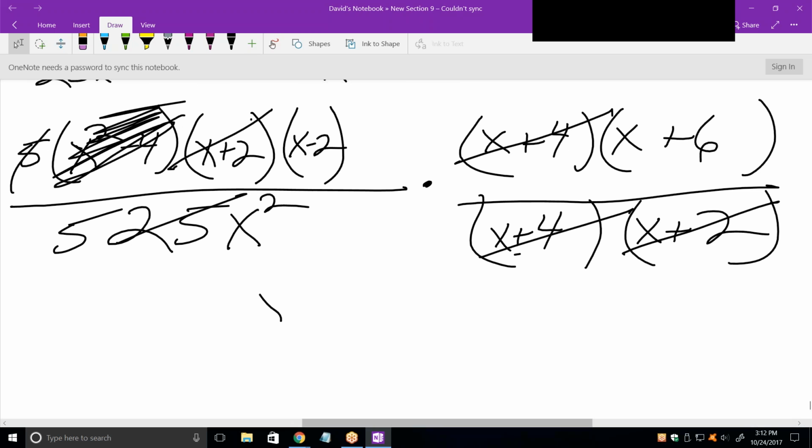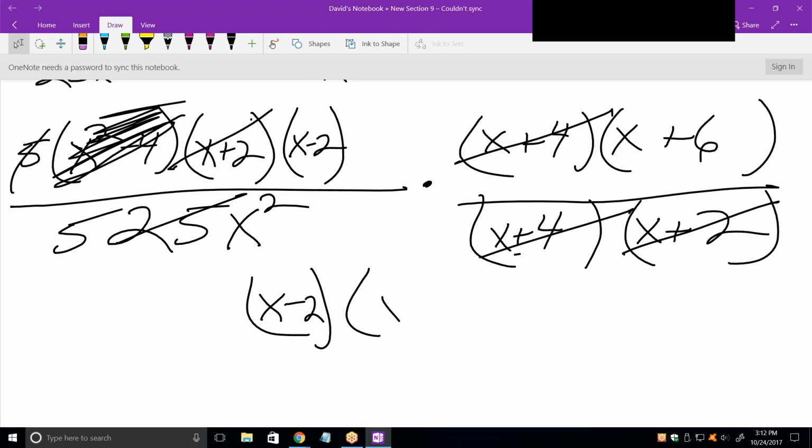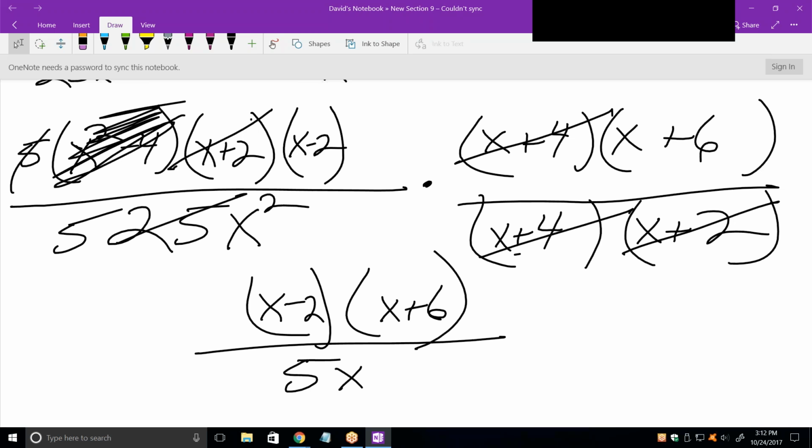X minus 2 and x plus 6 on top, times x plus 6, yeah, all divided by 5x squared. And that's it. You can't really break it down any further than that. Okay.